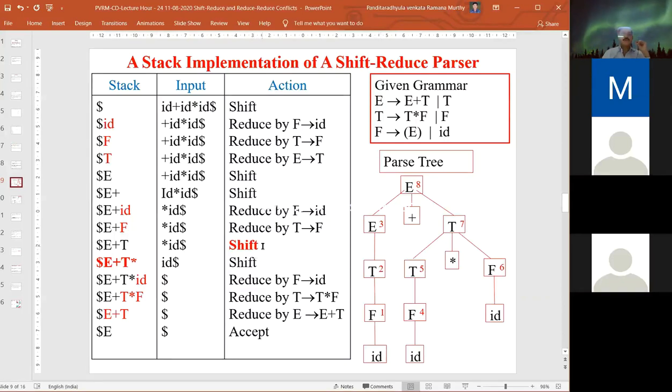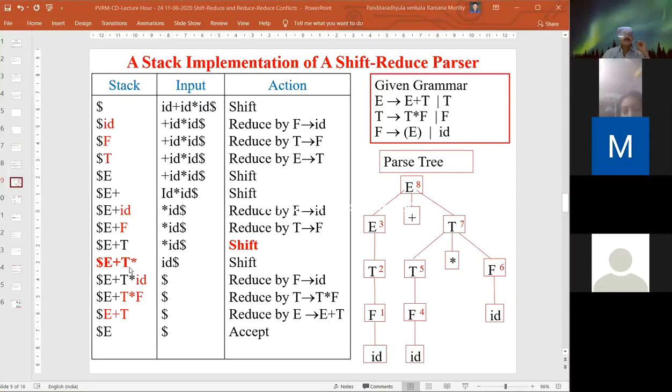But we prefer the shift operation only. We are not recognizing it as a handle; instead, we identified one more possible operation, shift. Be careful. In this particular case, we have two options. One is reducing E plus T to E. Another option is the shift operation, shifting this multiplication sign onto the stack. Here, in this particular case, we choose the shift operation.